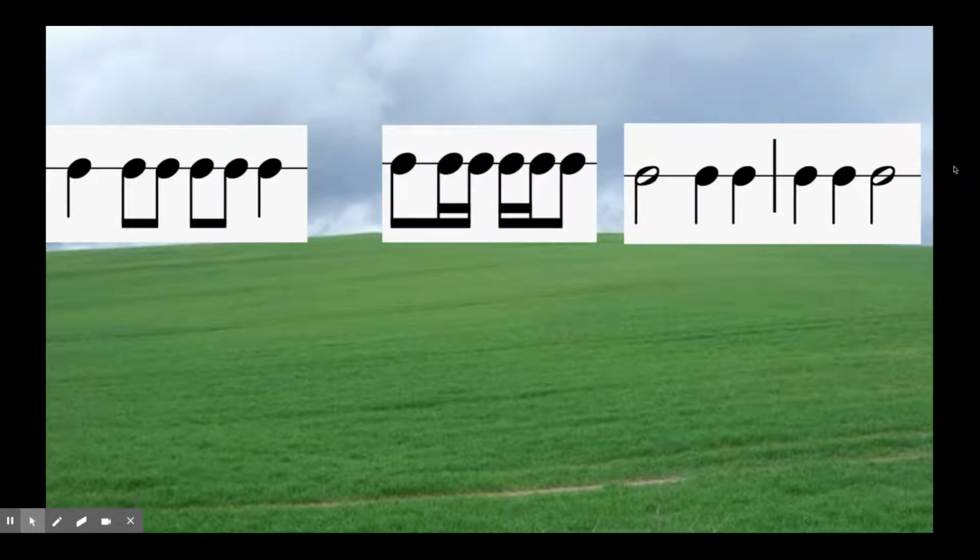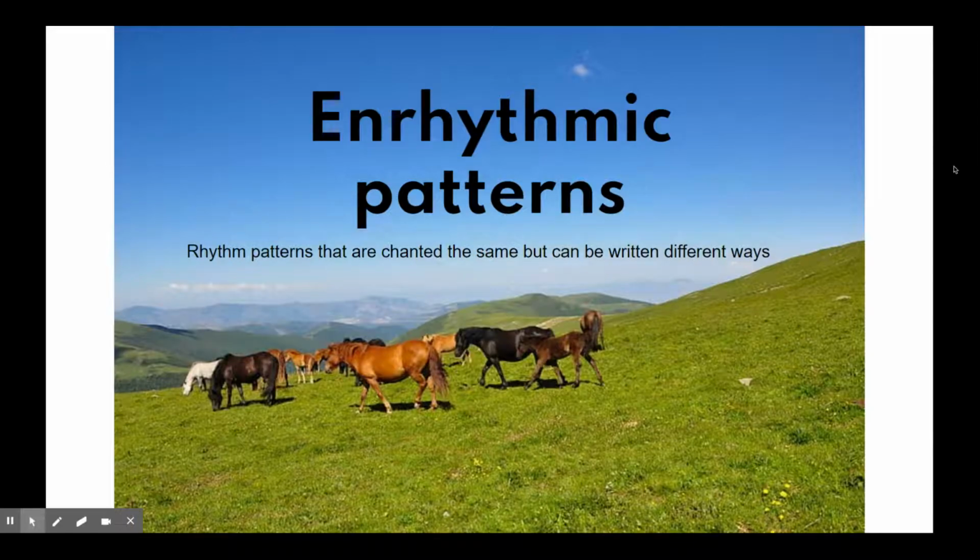Go ahead and pick one to look at while you chant the pattern. Ready, go. That is the heart of what an enrhythmic pattern is. These are rhythm patterns that are chanted the same, but can be written or read in different ways. Take a little bit to practice saying enrhythmic patterns. It's kind of a silly word, a weird word. However, it's a really cool concept in music that's going to branch your musicianship to a whole other level.